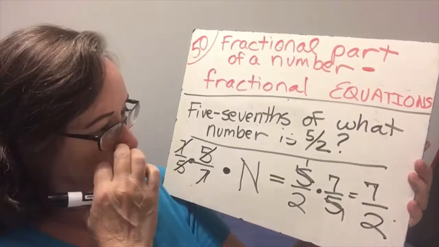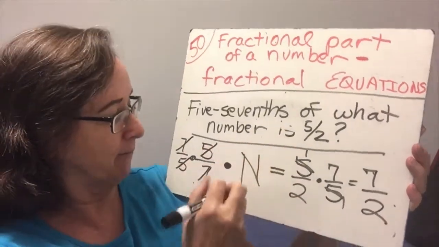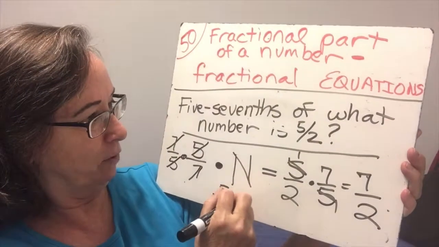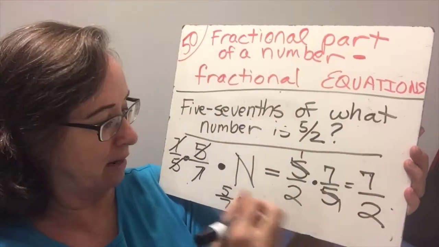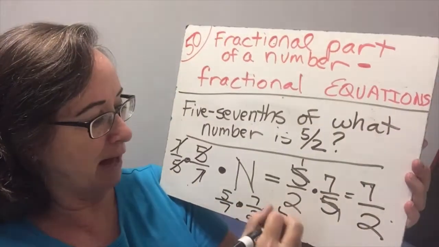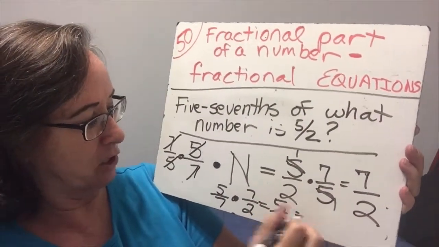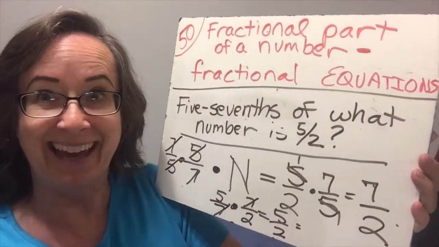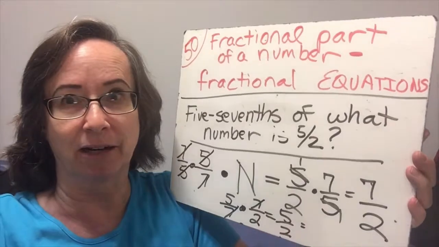All right, so we're gonna plug it back in. 5/7 of what number? And that's what we found. So 7/2 is 5/2. So let's check it. The 7s cancel and we end up with 5/2, and it works. I love it when it works.